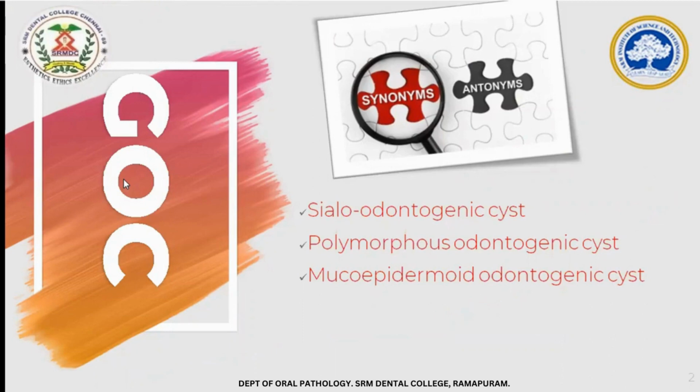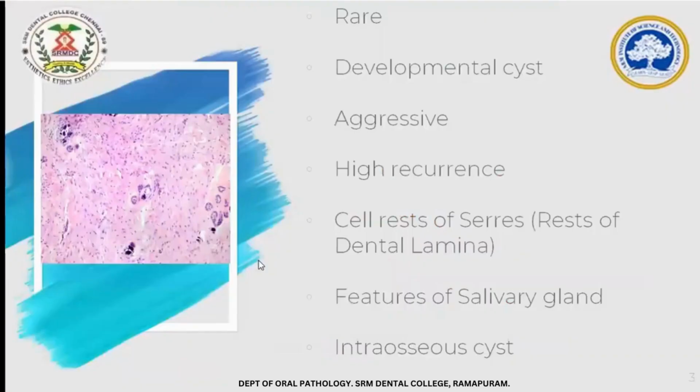Why features of the salivary gland in this odontogenic cyst? It is from the pluripotentiality of the odontogenic epithelium. And the histopathological features of this GOC show multiple morphologies. That is why it is called polymorphous odontogenic cyst, and it is almost similar to low-grade mucoepidermoid carcinoma, the important differential diagnosis. That is why it is also called mucoepidermoid odontogenic cyst.